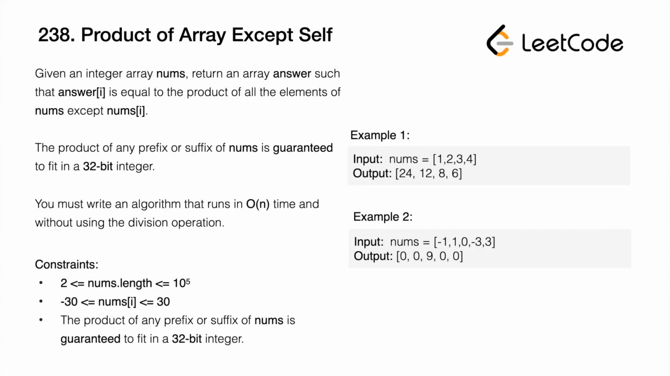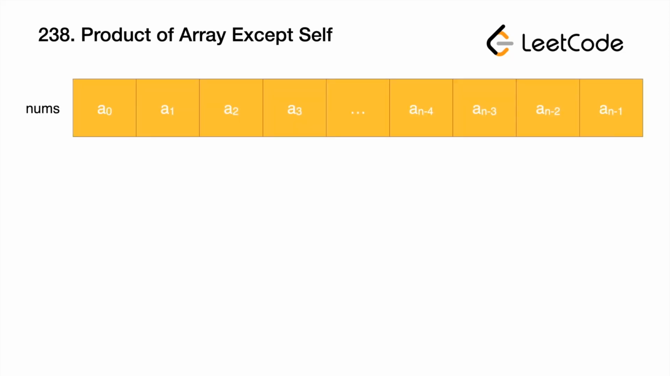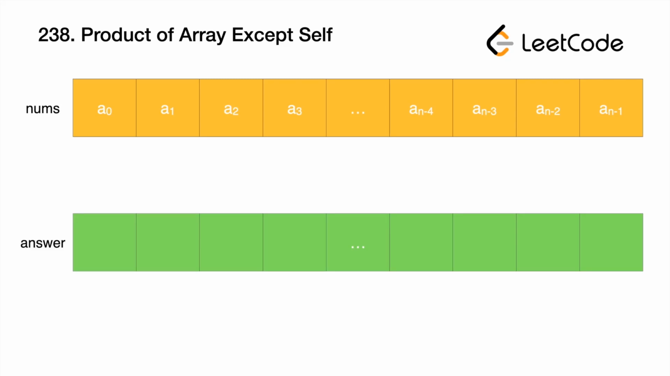In this video, I'm going to solve the LeetCode problem Product of Array Except Self. Suppose we have an integer array like this. For each element, we need to calculate the product of all the elements except this element itself. We will return the array made by the resulting product of each element, and we're going to call it the answer array. Suppose we need to calculate the self-except product for A2.